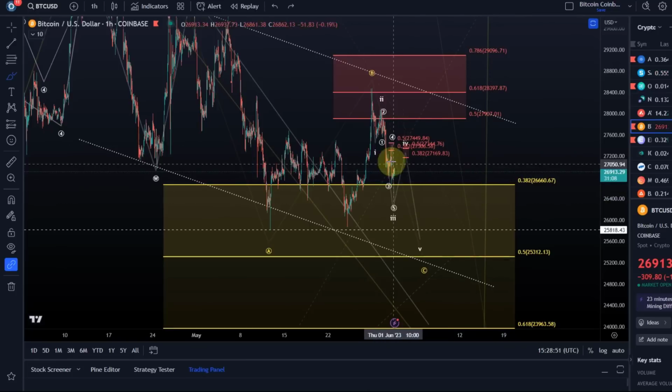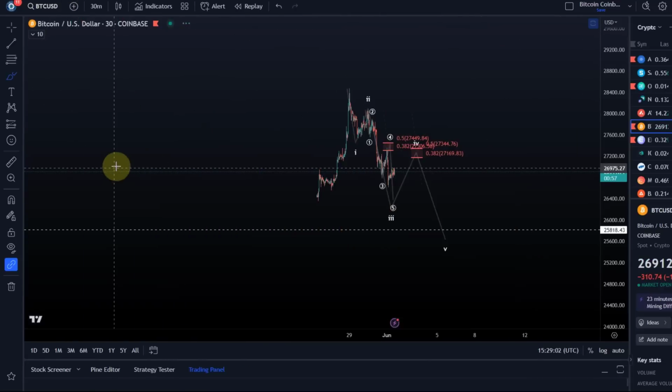Okay, so this is possible, but this structure would be invalidated as soon as we break below the low of the 25th of May, which is at 28,570. Now let's zoom in, let's go to the 30-minute chart.